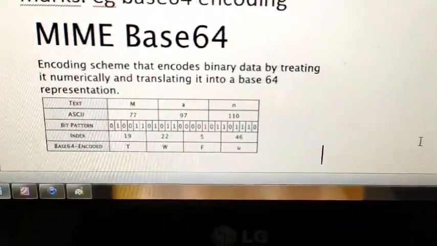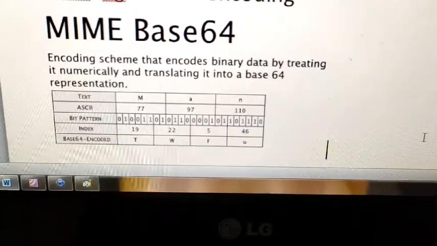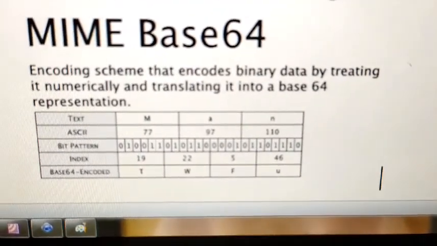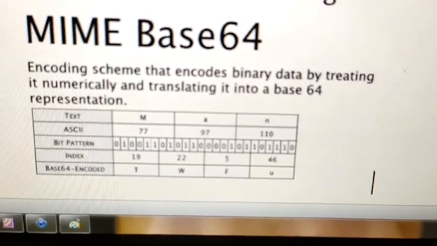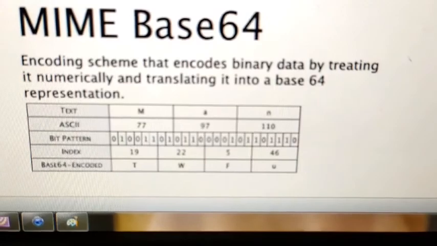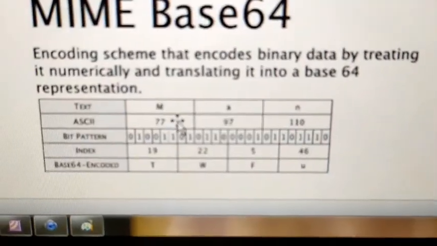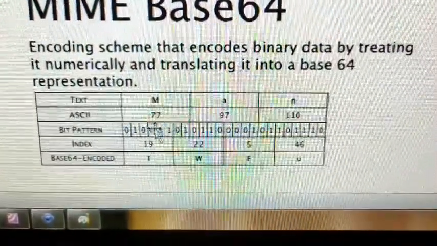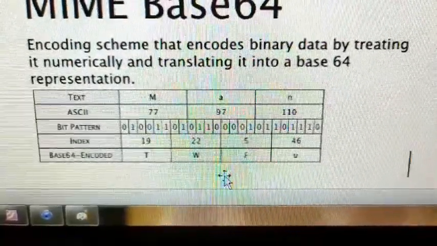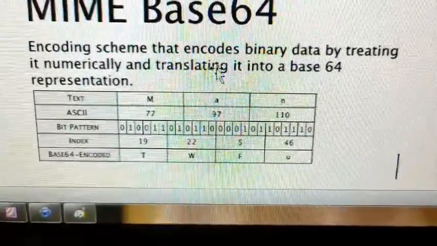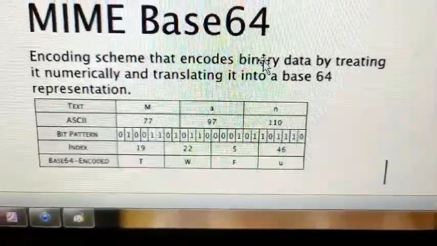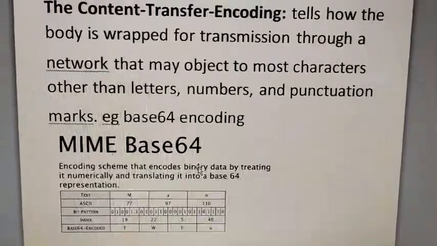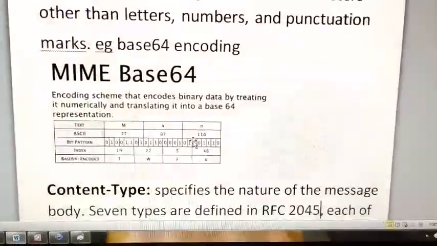This is mostly used. Here I have explained a little bit about base 64. It encodes binary data by treating it numerically and translating it into a base. It forms a packet, and you can see it is forming this bit pattern here. It makes a collection of this many bits, and those bits are equivalent to some characters, some alphabets. What we do is known as base 64 MIME. There are other versions also, and which kind of encoding is used is mentioned in the content transfer encoding header. That is that header.